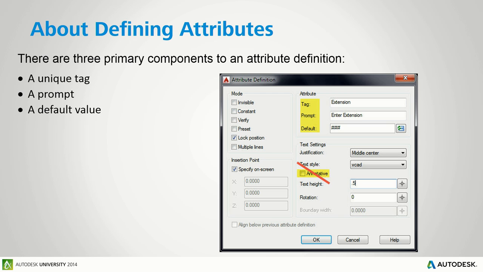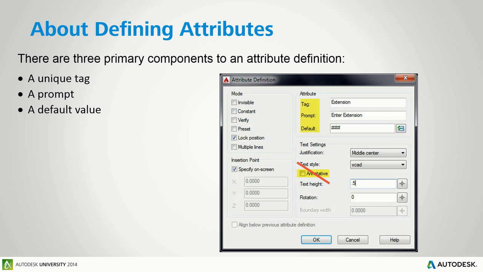Verify, I never use this option. It's very redundant. When I insert a block that has an attribute, I get prompted for the value. I input the value. As soon as I'm done with the insertion portion, it again prompts up, hey, are you sure this is the value you want? To me, that's redundant, but there's a purpose for it. I haven't figured it out, okay?